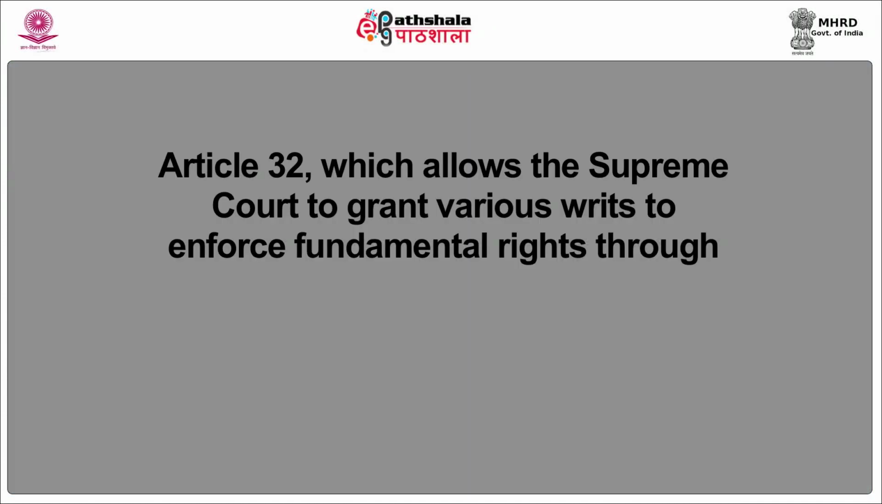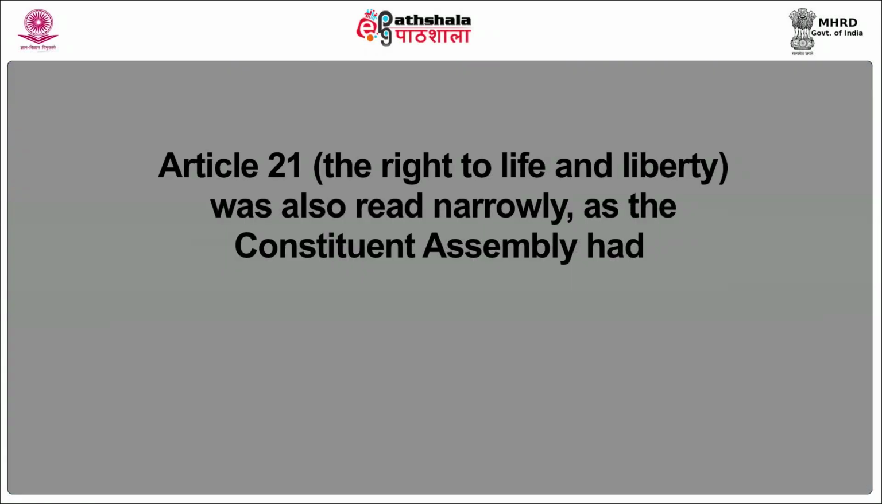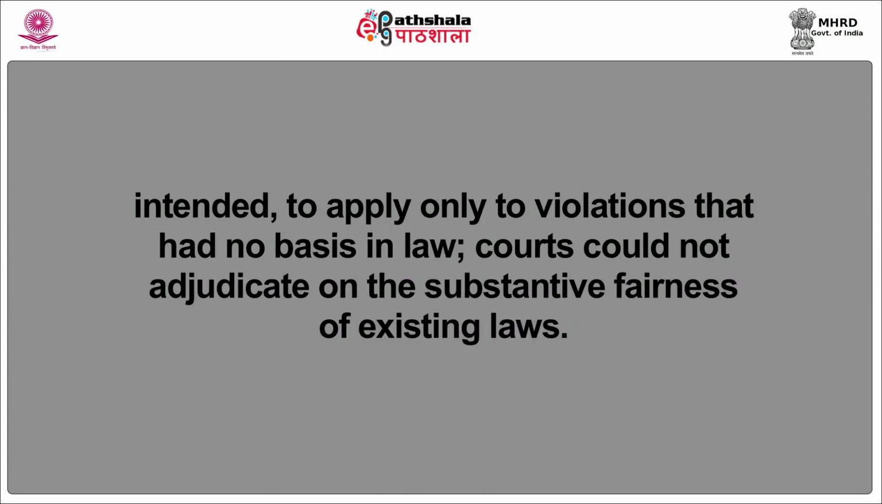While fundamental rights were made justiciable under Article 32, Article 37 of the Constitution explicitly prohibited judicial enforcement of DPSPs. Moreover, Article 32, which allows the Supreme Court to grant various writs to enforce fundamental rights through appropriate proceedings, was read narrowly in the early years of the Indian Republic. The court interpreted this phrase to permit only those petitioners who had been directly affected by an impugned law to have standing. Article 21, the right to life and liberty, was also read narrowly, as the Constituent Assembly had intended it to apply only to violations that had no basis in law. Courts could not adjudicate on the substantive fairness of existing laws.